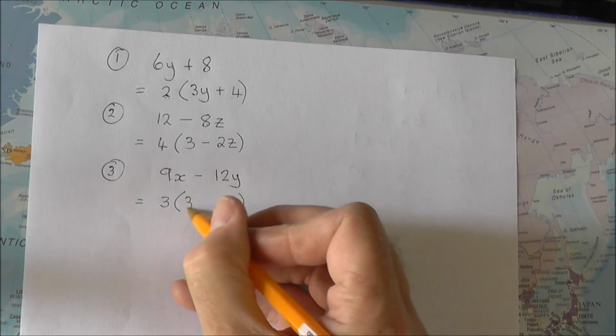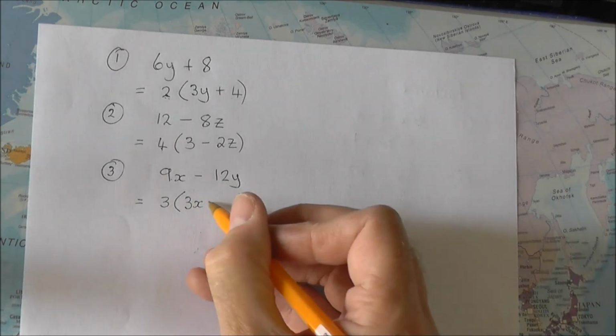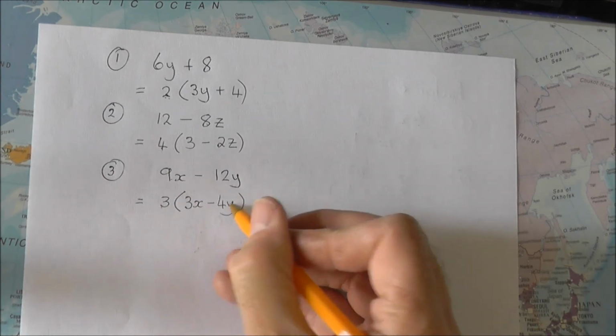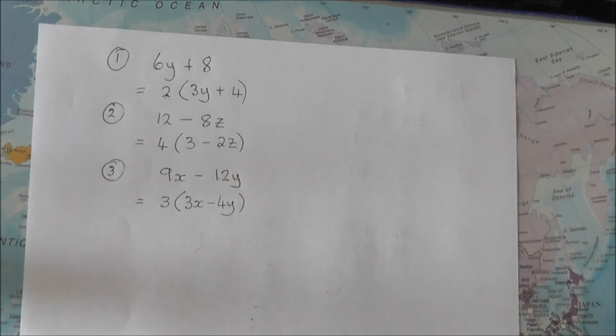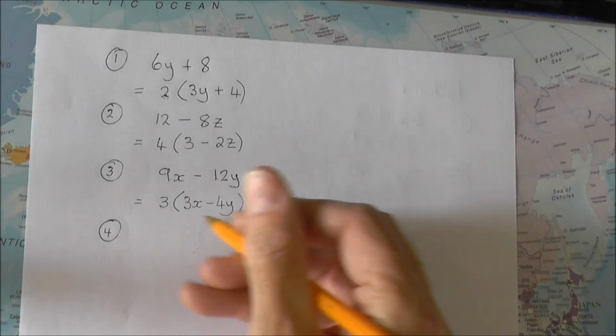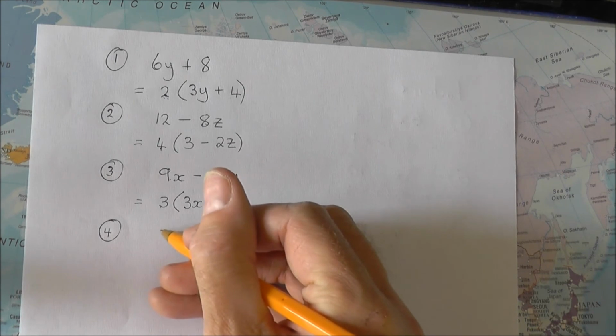3 times 3x gives you 9x. Take away. 3 times 4y's will end up with 12y. And there you go. There's the end of the question. So really, even though these are slightly different with slightly different twists and turns, they're all very easy. We'll do one more in this little video. Sometimes you might have something like this.